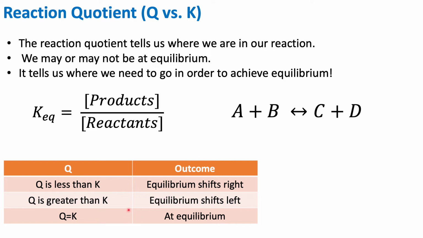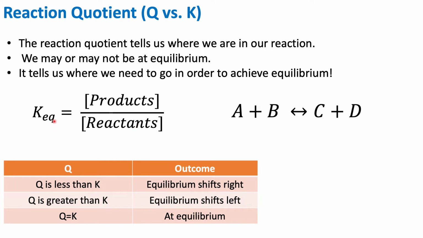So in this video, we're going to go over quite an interesting concept of how we can tell where we are in a reaction and how we can achieve equilibrium. I want you to remember and think about how when we talk about equilibrium, we talk about this KEQ value, which is this constant that tells us whether products are favored or reactants are favored. And our KEQ is always our products over reactants.